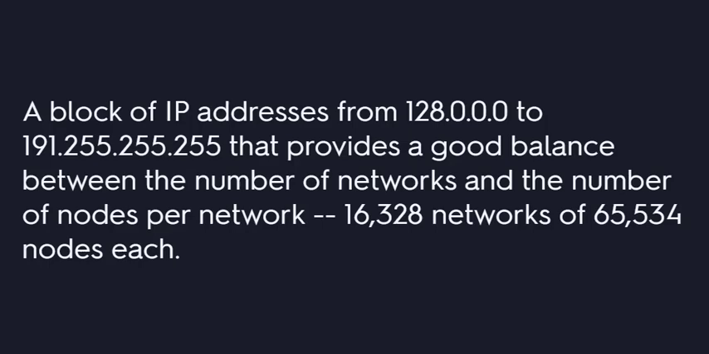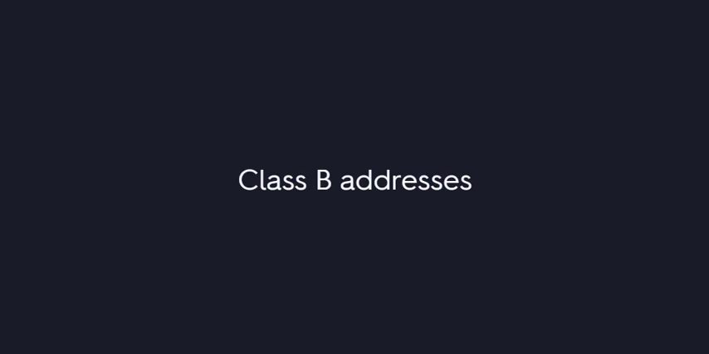A block of IP addresses from 128.0.0.0 to 191.255.255.255 that provides a good balance between the number of networks and the number of nodes per network: 16,384 networks of 65,534 nodes each. Class B addresses.